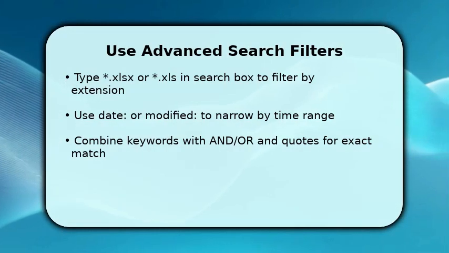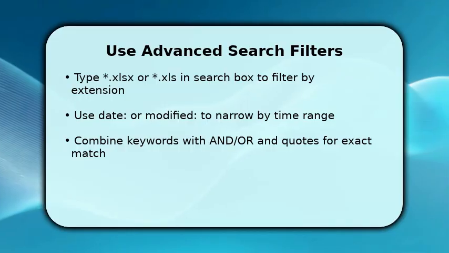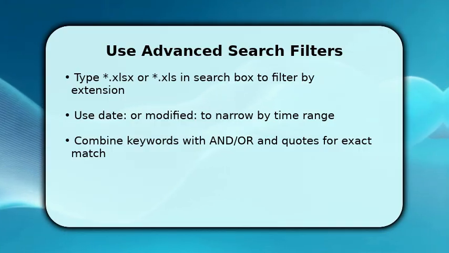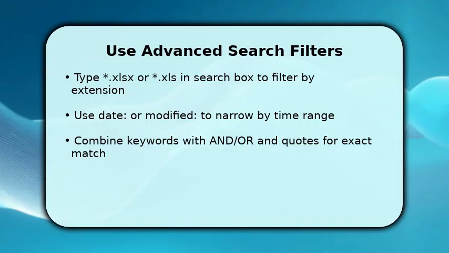Now refine the search with filters so you find the right file fast. In the search box, type asterisk dot XLSX or asterisk dot XLS to show only spreadsheet files. This prevents unrelated documents from showing up.